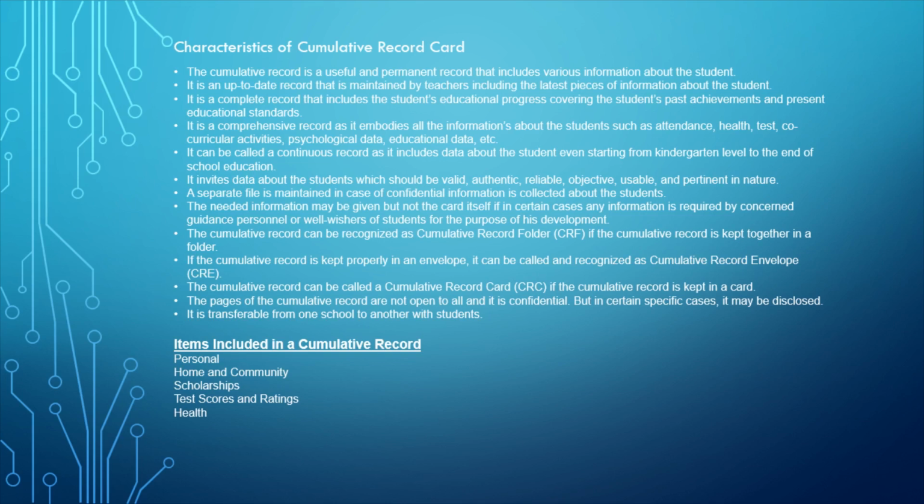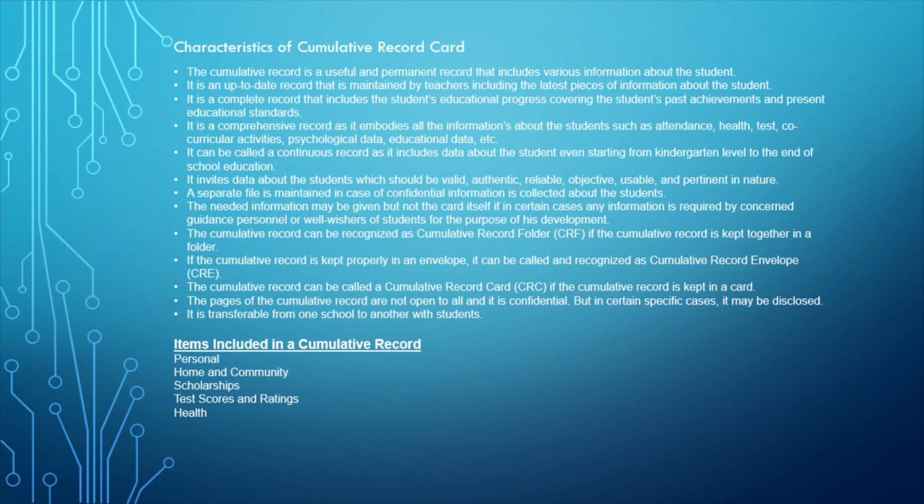The cumulative record can be recognized as Cumulative Record Folder, CRF, if the cumulative record is kept together in a folder. If the cumulative record is kept properly in an envelope, it can be called and recognized as Cumulative Record Envelope, CRE. The cumulative record can be called a Cumulative Record Card, CRC, if the cumulative record is kept in a card. The pages of the cumulative record are not open to all and it is confidential. But in certain specific cases, it may be disclosed. It is transferable from one school to another with students.